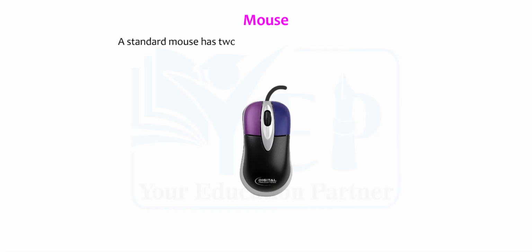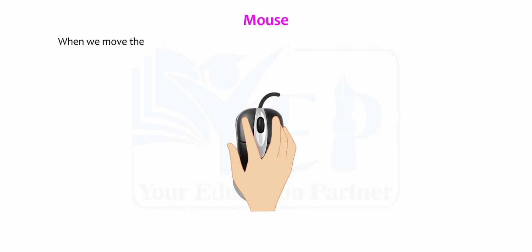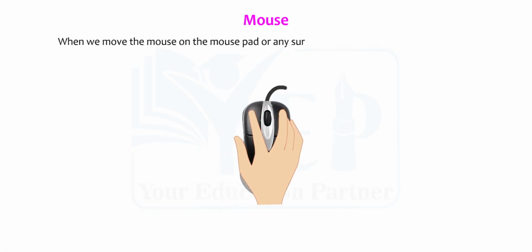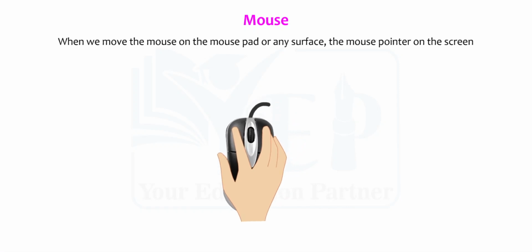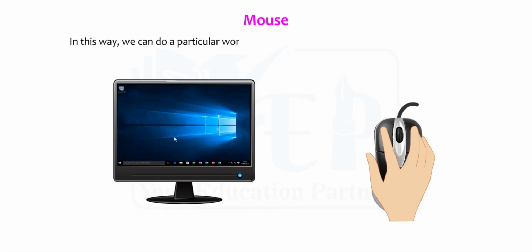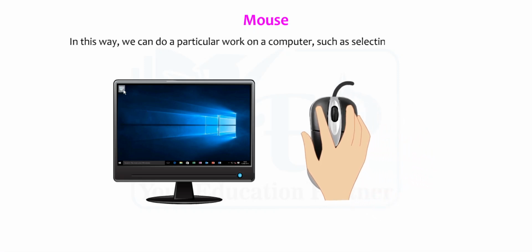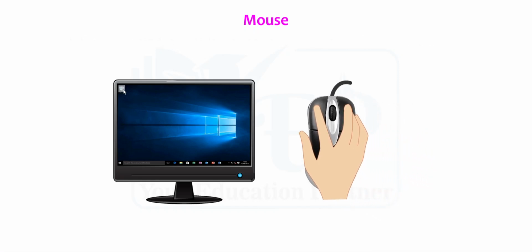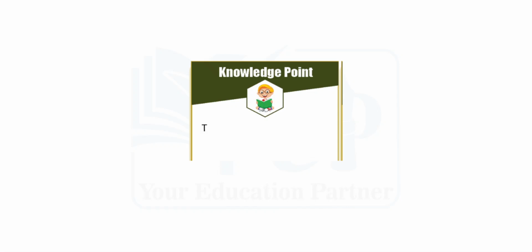A standard mouse has 2 buttons and a scroll wheel in the center. When we move the mouse on the mousepad or any surface, the mouse pointer on the screen also moves. In this way, we can do a particular work on a computer, such as selecting any file or data. There are many types of mouse available for our use. Let us read about some of them. Knowledge point. The pointer on the computer screen is also called a cursor.